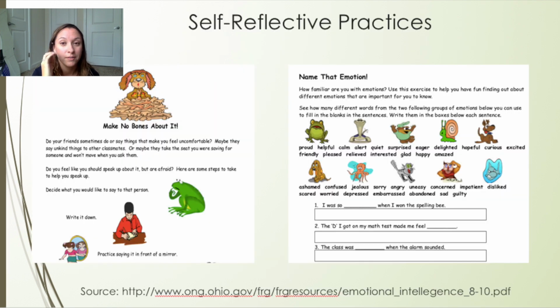So here's an example of some of those self-reflective practices that I mentioned. These are just two activities that come from a larger set of resources for emotional intelligence self-reflective practices. I posted the link to this down at the bottom for your resource that you can use. And these are just different ones that can help you practice different communication skills, anticipating different moments that might come up in the classroom, naming different emotions.